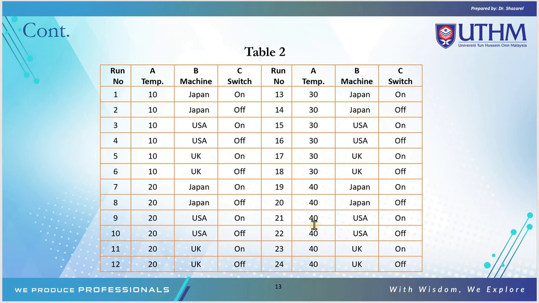So that means there are 4 different levels of the first factor, which is the temperature. And then for machine, we have Japan, USA, UK. That means we have 3 levels of the second factor. And then the last factor, switch, we have on, off only. So there are 2 levels of the last factor.